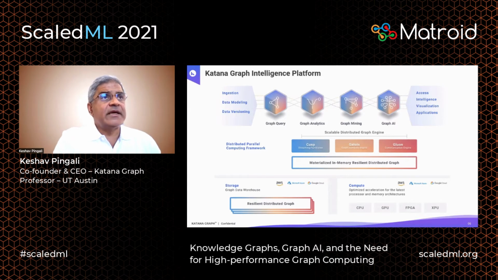If you do a slightly deeper dive into what our system looks like inside, I want to draw your attention to the middle of this slide where it says Scalable Distributed Graph Engine. So that's the heart of our system. And you see three modules there, Cusp, Galois, and Gluon. So Cusp is a streaming graph partitioner. If you have a large graph and you want to shard it across different machines, you can use Cusp.